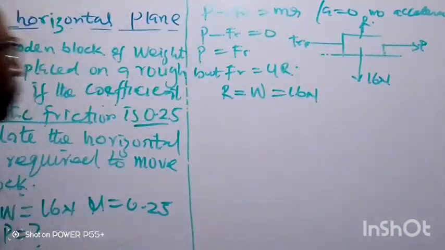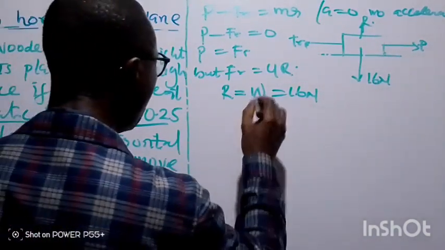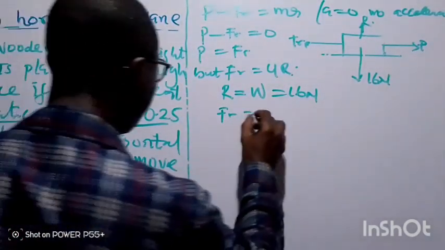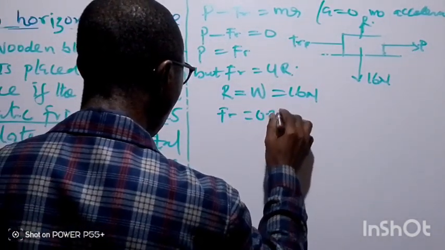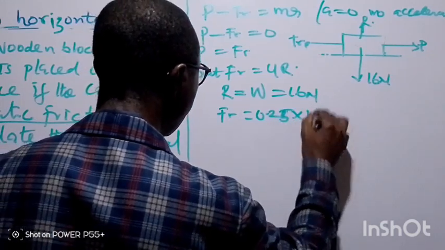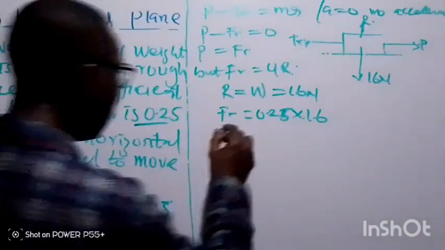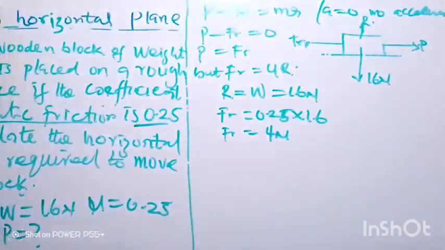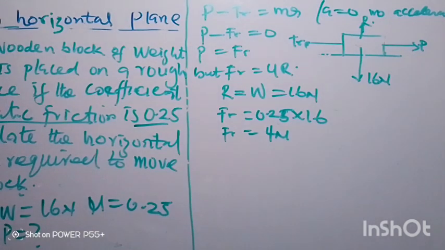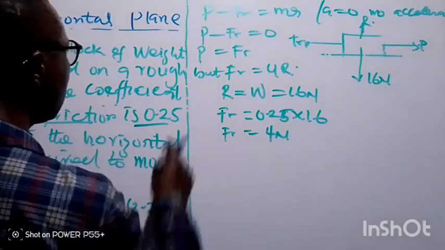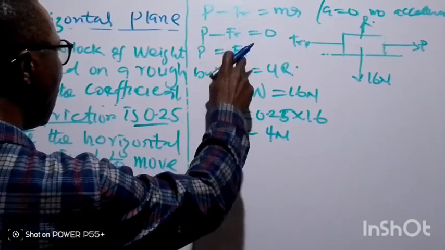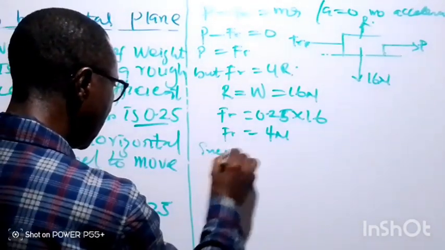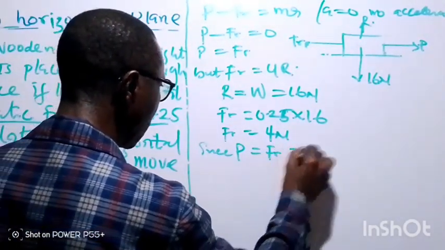It means our R also will be equal to 16 Newton. If that is the case, then mu is given. So our Fr will be equal to 0.25 multiplied by 16. Now, the frictional force is equal to 4 Newton. That's 4 Newton. It means the applied force, since we said P is equal to Fr, so the force required now to move it, since P is equal to Fr, is equal to 4 Newton.